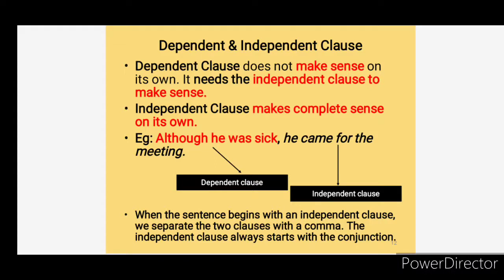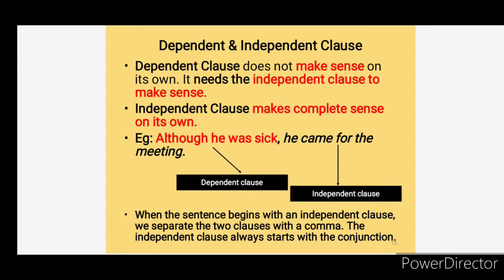Although he was sick, he came for the meeting. Now here in this sentence you can see, "Although he was sick" is not making complete sense, so this is a dependent clause and it is dependent on "he came for the meeting," which is an independent clause. Although here is used as a conjunction, and it can be called a subordinating conjunction.